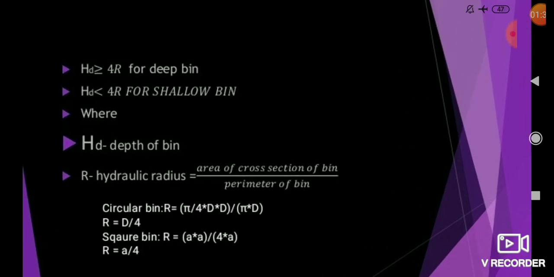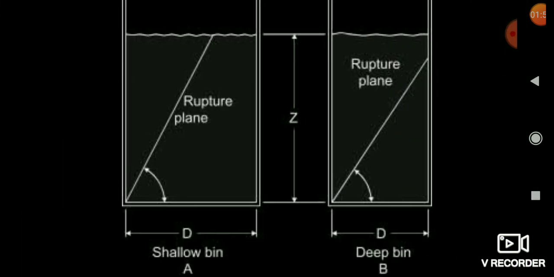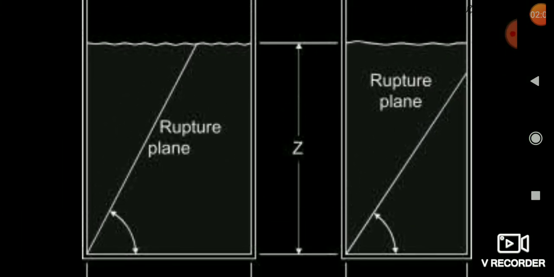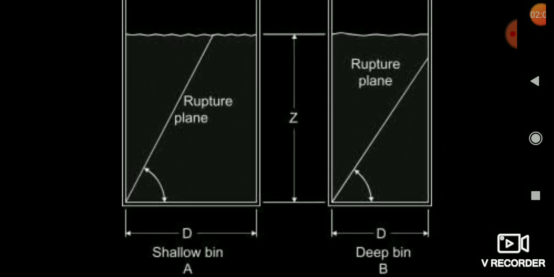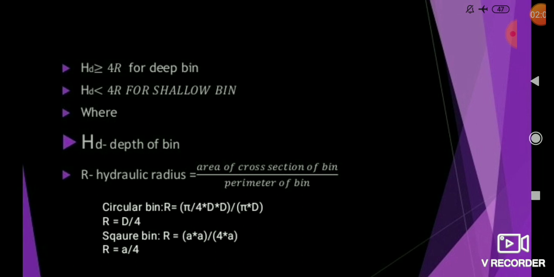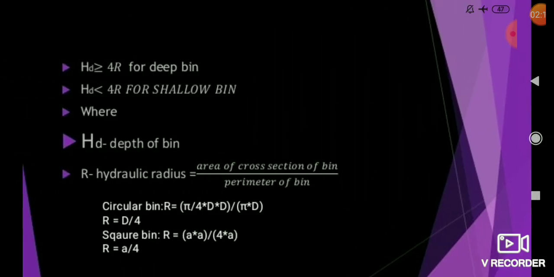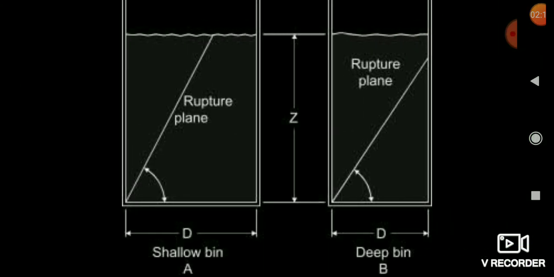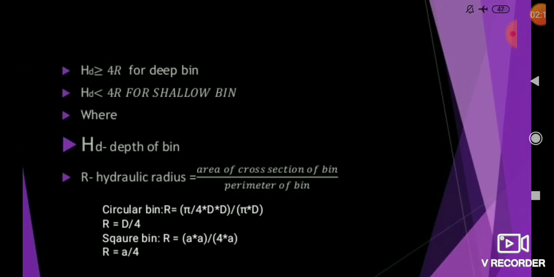Now you see the mathematical difference, meaning the concepts and formulas which are used to solve the problems of this portion. For deep bean, HD is greater than 4R. Friends, here HD is the depth of bean. Here I have denoted the depth of bean by Z. You see here that the Z value is the depth of bean, and the Z value is equivalent to HD, meaning the HD value which I have assumed in this photo, in this equation.